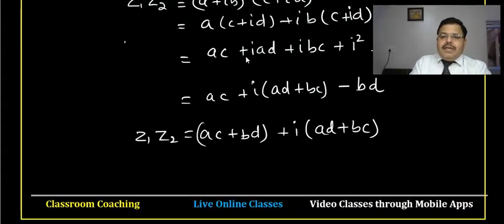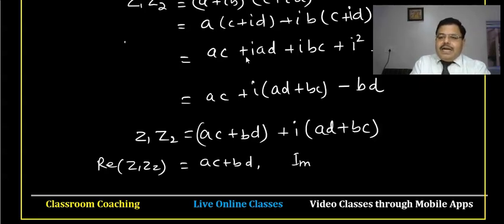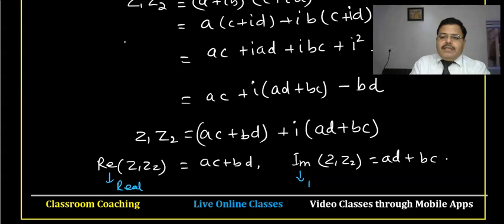And further, it can be written as the real part of z1 z2 is ac minus bd, and the imaginary part, Im of z1 z2, is equal to ad plus bc. Real part and imaginary part. Re stands for real and Im stands for imaginary, the short forms of real and imaginary. We will use Re for real and Im for imaginary further.